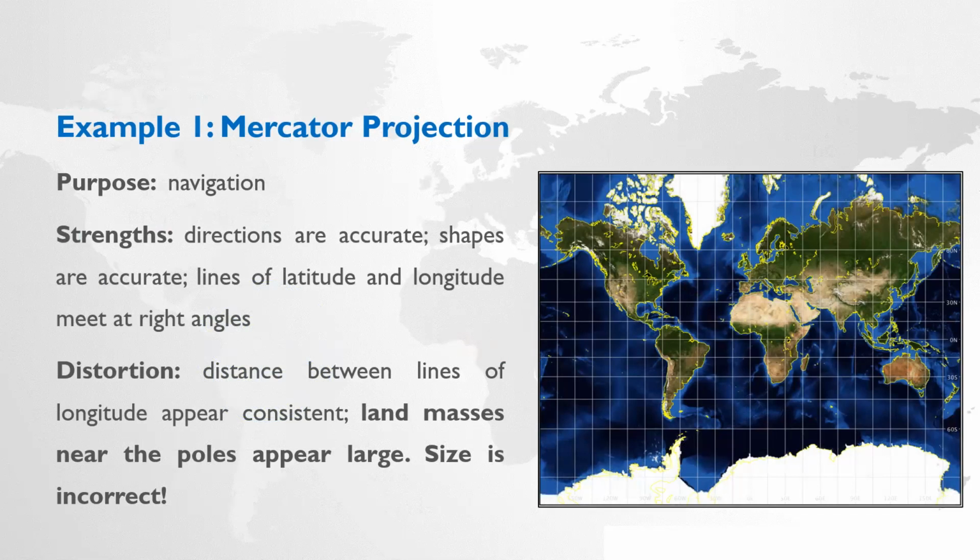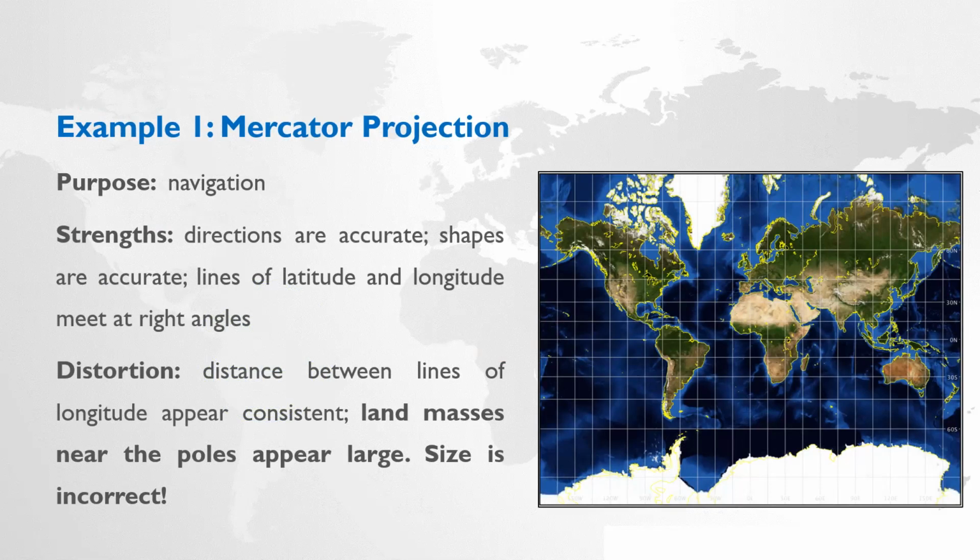The shapes of the countries are accurate, and like I said, the lines of latitude and longitude are at right angles. But the distortion with the Mercator projection is that the size of these land masses, countries and continents, is wrong. Actually, not a little wrong, they're very wrong. Land masses near the poles appear larger. If you look at Greenland, it's somehow larger than Africa, and that's not the case.